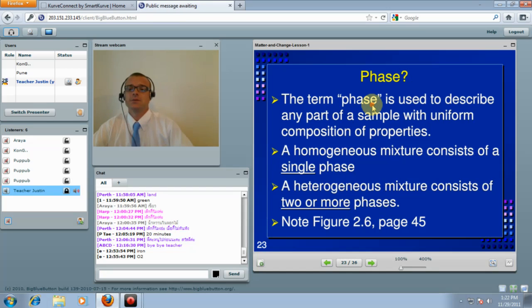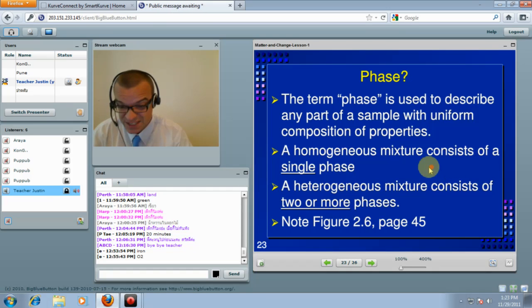Phase. The term phase is used to describe any part of a sample with uniform composition of properties. So a homogeneous mixture consists of a single phase. Heterogeneous mixture consists of two or more phases.